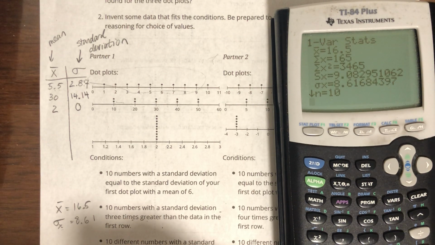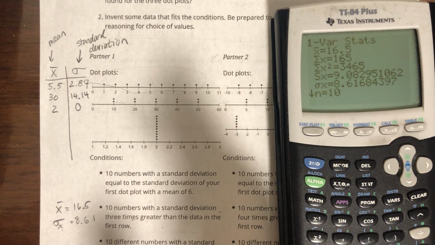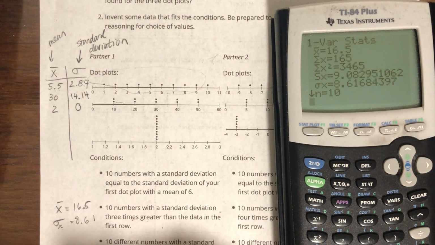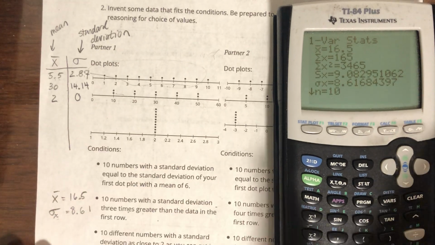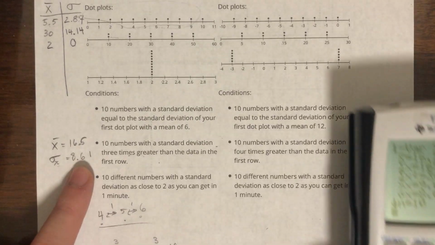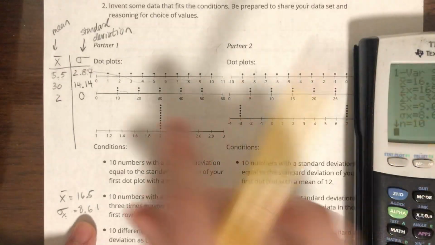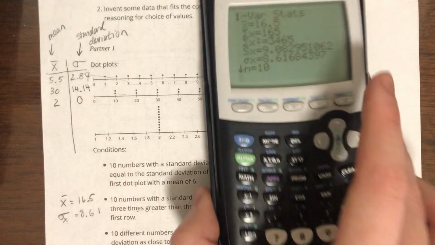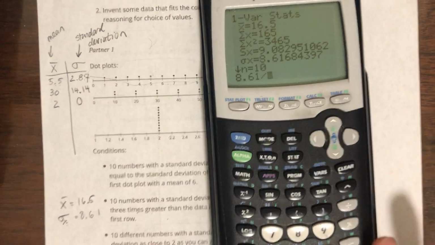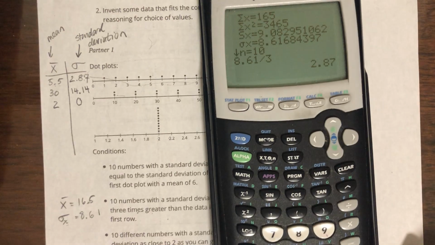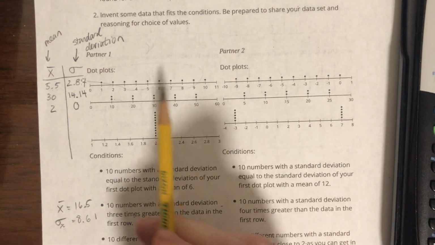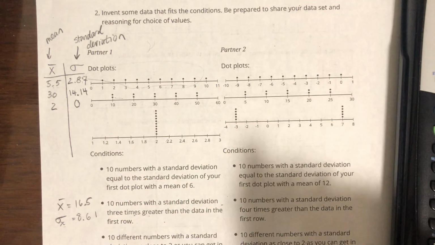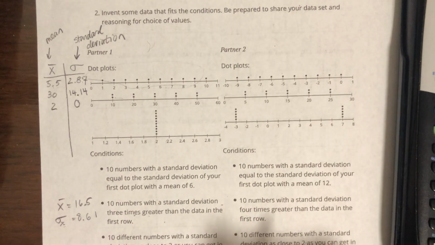Interesting. So that actually did not do what we thought it would. My standard deviation has not... oh, I'm just joking. It did. I keep looking at this second row and thinking, that's not times 3. 8.61, I bet you if I divide it by 3, I'll get pretty close to 2.87. 8.61 divided by 3, and it's exactly 2.87.